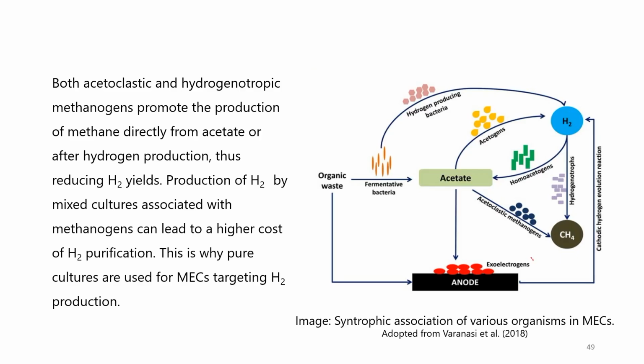So, here these are the exoelectrogens, and then we have this organic waste. So, these are directly metabolized by the exoelectrogens in the anode, which you are now well conversed with, and then these also help in the cathodic hydrogen evolution reaction. Then we have, in certain cases, fermentative bacteria, which actually convert this organic waste into acetate, and then these acetoclastic methanogens convert it back to methane.